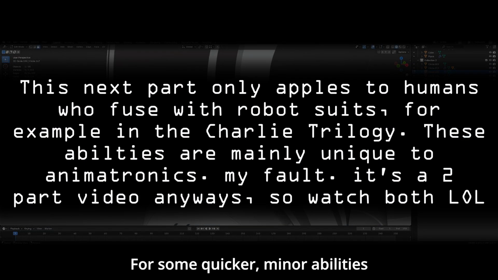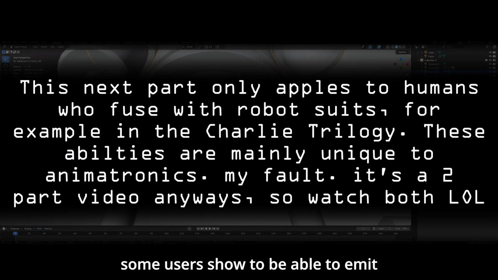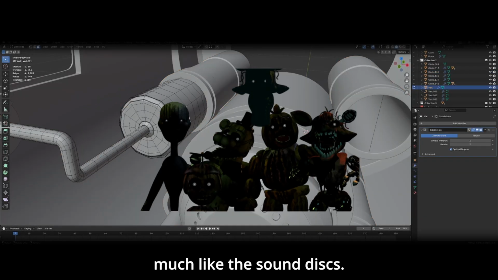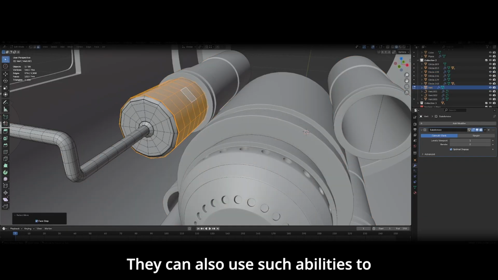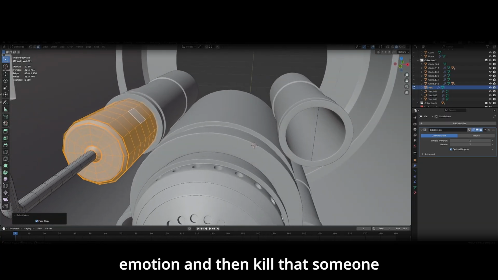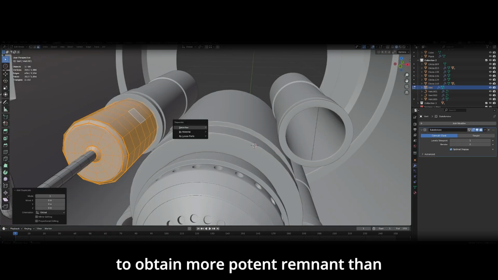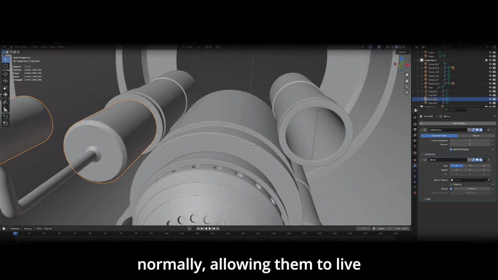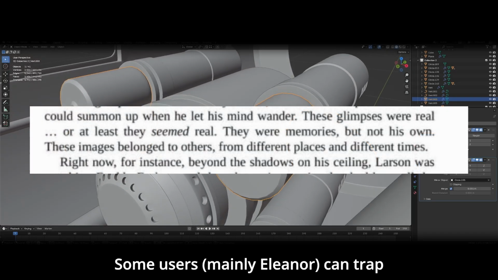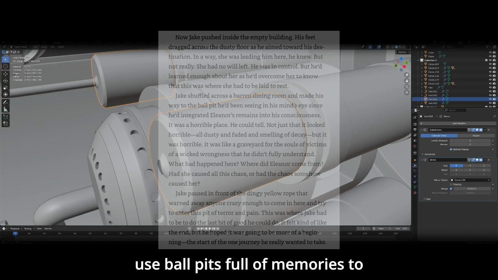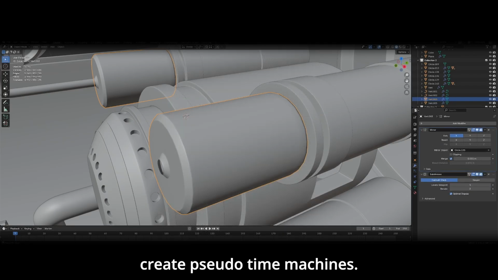For some quicker, minor abilities, some users show to be able to emit waves which cause the brain to hallucinate illusions, much like the sound discs. They can also use such abilities to manipulate the mind of someone to create intense negative emotion, and then kill that someone to obtain more potent remnants than if they killed them normally, allowing them to live longer and gain more out of that singular kill. Some users, mainly Eleanor, can trap people inside of their own memories, and can also use ball pits full of memories to create pseudo-time machines.